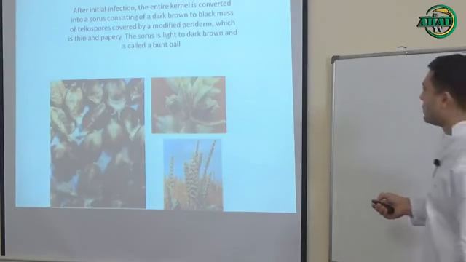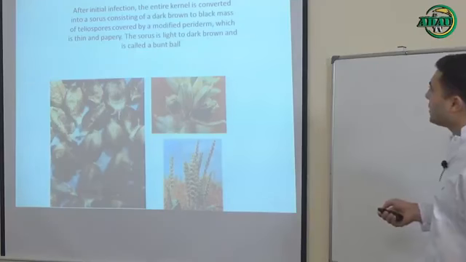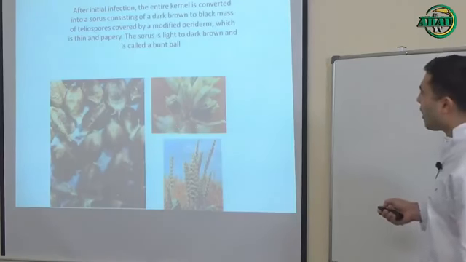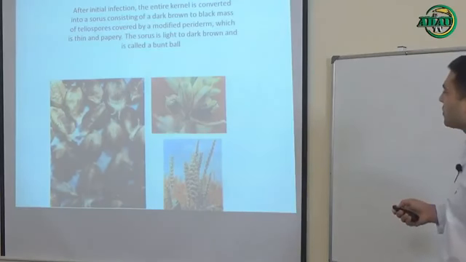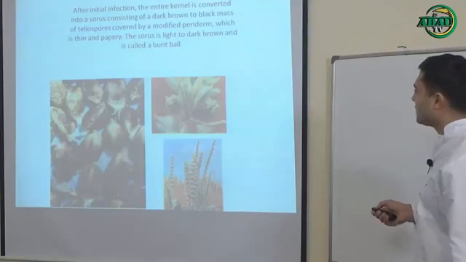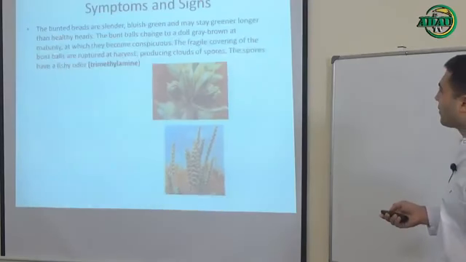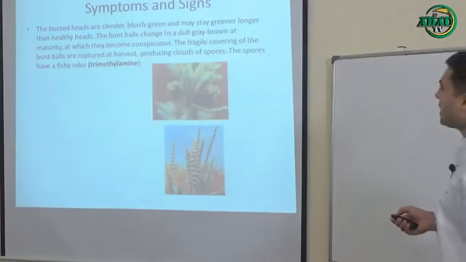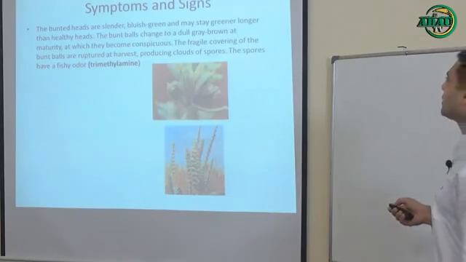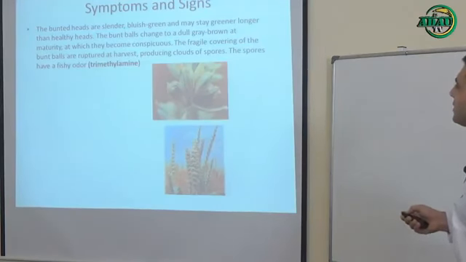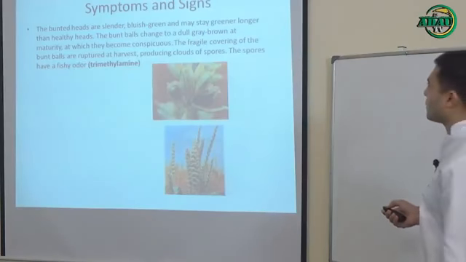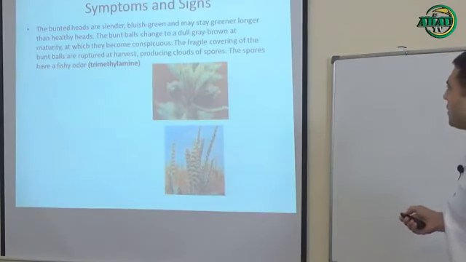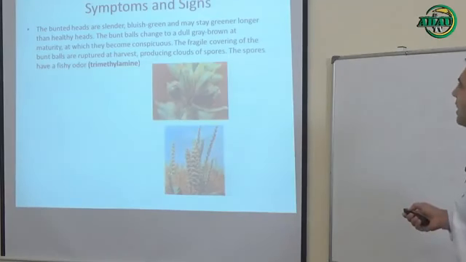color on our wheat. These are teliospores already covered by a modified pericarp, which is then prepared. The sorus is light dark brown and cellulose is a bunt ball. Here also the bunted heads are slanted and the flesh green in the milk stage, greener and longer than healthy heads. The bunt balls change to a dull gray brown as they mature, which is when they become conspicuous. The trigger for the breaking of the bunts is the harvest. Breakage causes the spores to release. The spores have a fish odor.